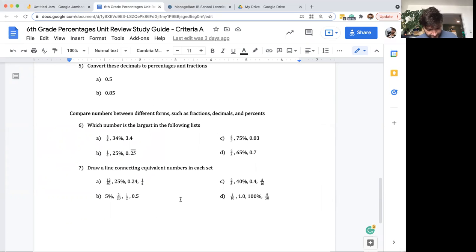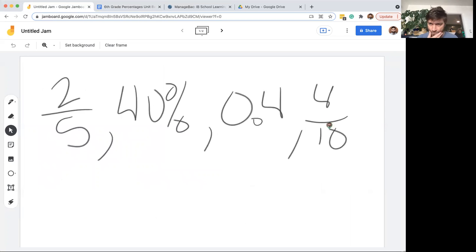C is 2/5, 40%, 0.4, 4/10. Okay, let's see what we can do with this one. So we have 4/10, and we see right next to it is 0.4. 4 is in the tenths place. So I would write that decimal as 4/10. So we already have 2 equivalent ones right there.